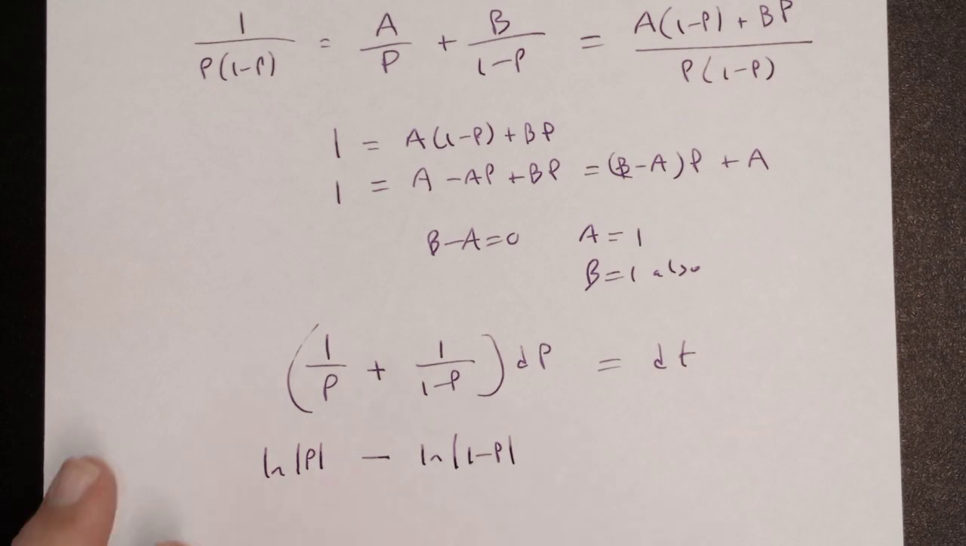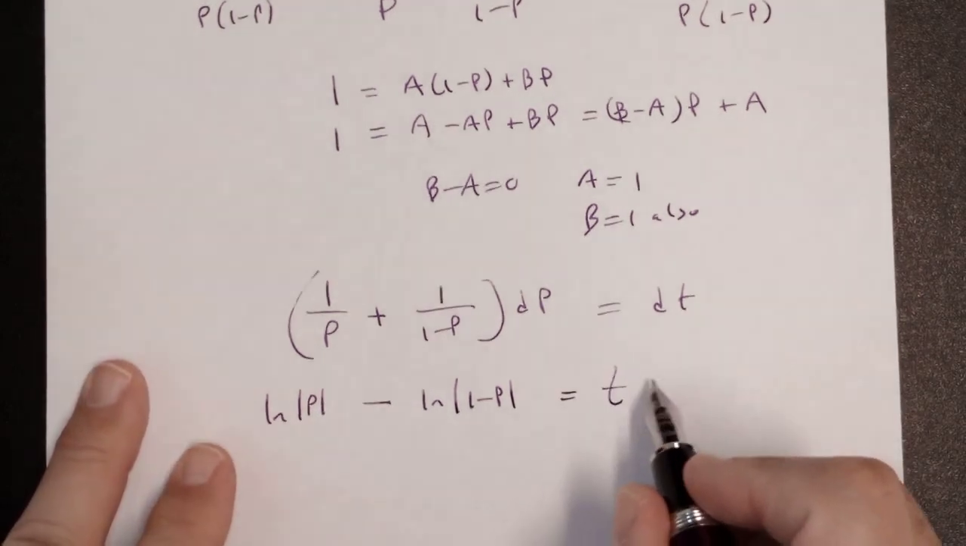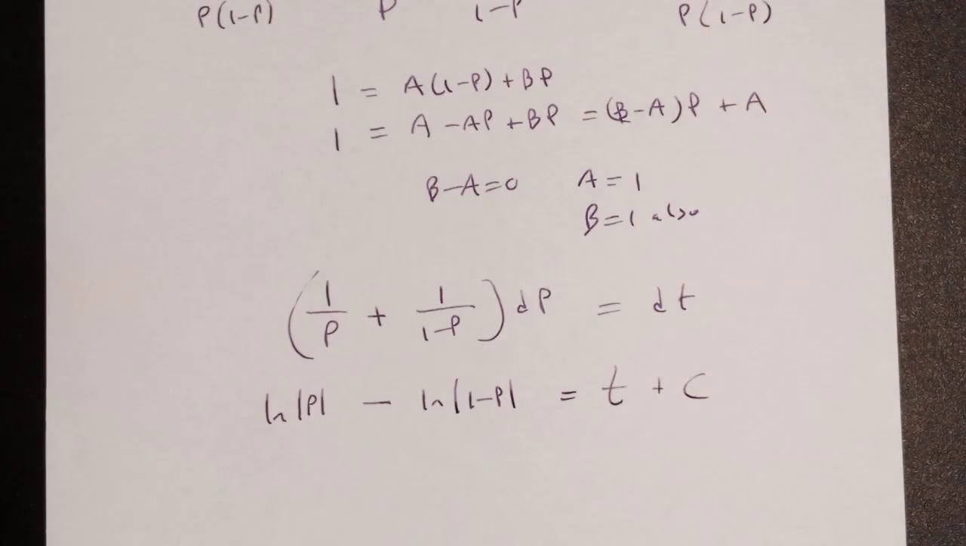And over here on the right, I just get a t. I need to put a plus c somewhere. I'm going to put it on the right because it's easier to mess with it there than trying to mess with it on the left. For the record, if all I want is an implicit equation, done. If I want you to write p equals, we got a lot of algebra to do from here.